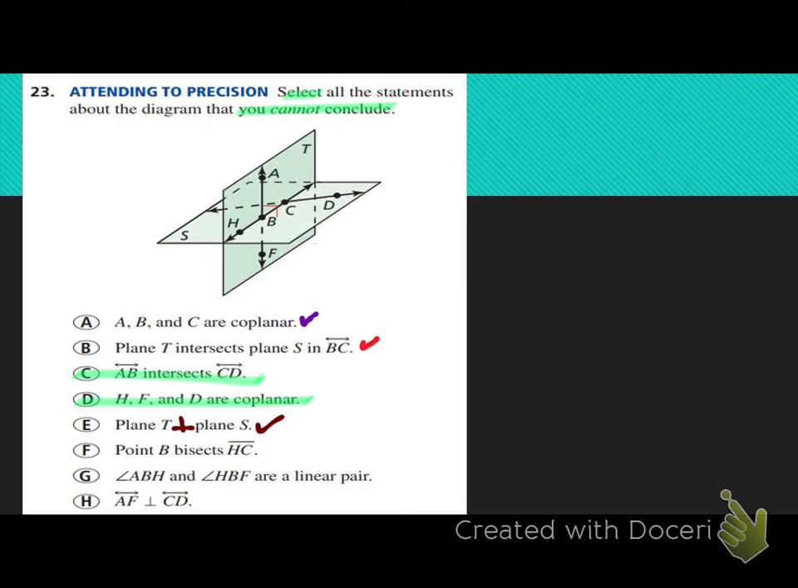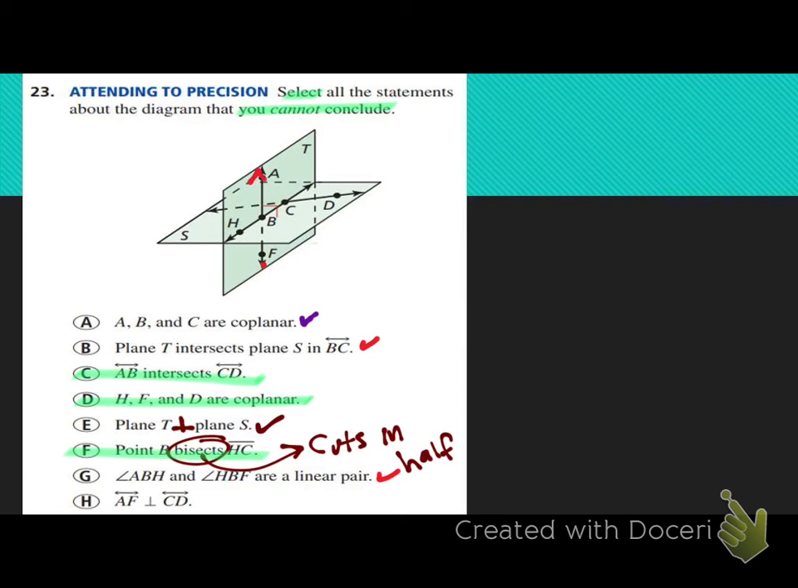B bisects HC. What does bisect mean? It cuts in half. So let's see. Does B cut HC in half? We don't know. Why don't we know? What would be there? Little congruent dashes. So can we assume it? We cannot. We can't say, well, it looks like it's got to have that proof. ABH, which is this one, and angle HBF are a linear pair. This one's a yes.